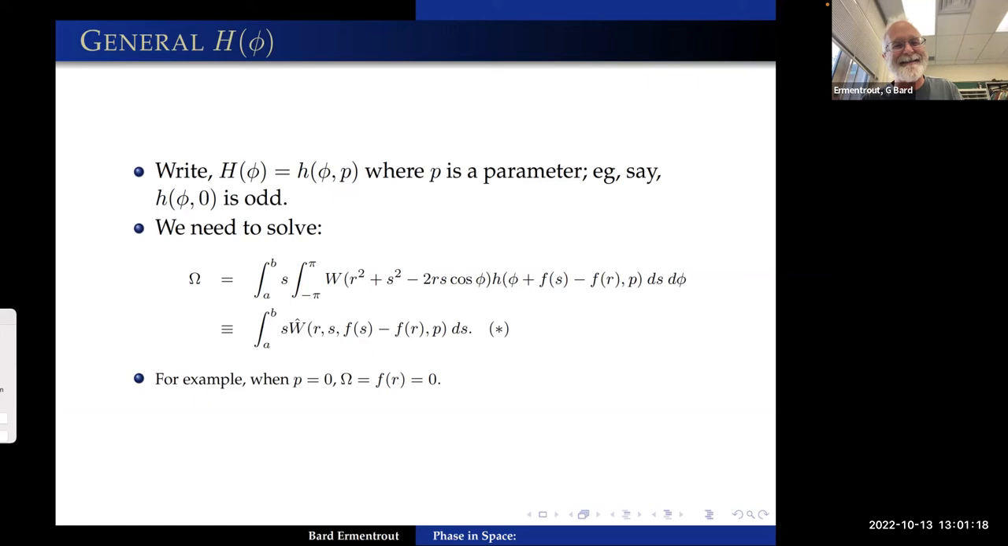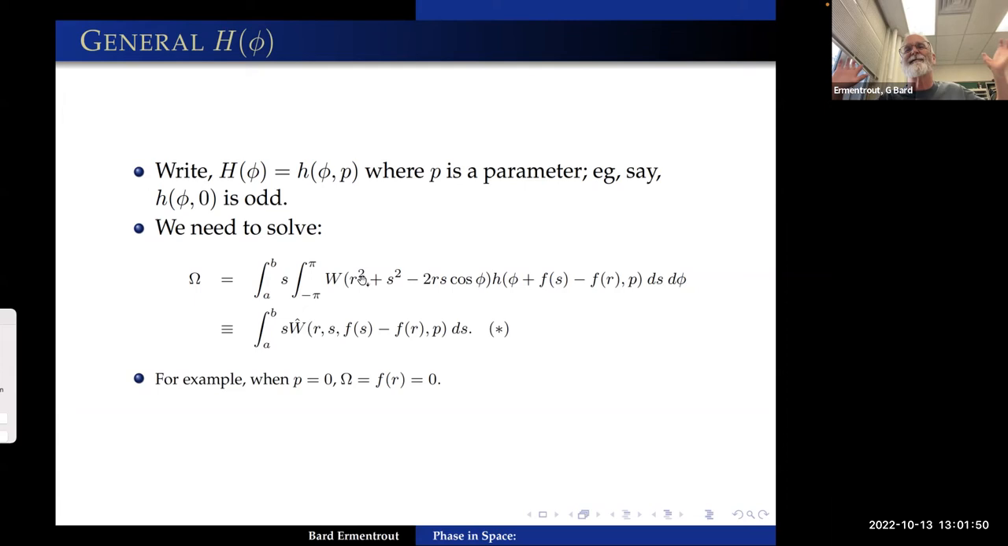So I'm going to write h of phi as little h of phi comma p, where p is a parameter. For example, I'm going to suppose that h of phi comma zero is an odd function, okay? Because we know how to solve the odd function and we've proven the existence for odd functions. So we need to solve this functional equation. So when p is zero, omega equals f of r equals zero. So we have a solution, that's our base solution.